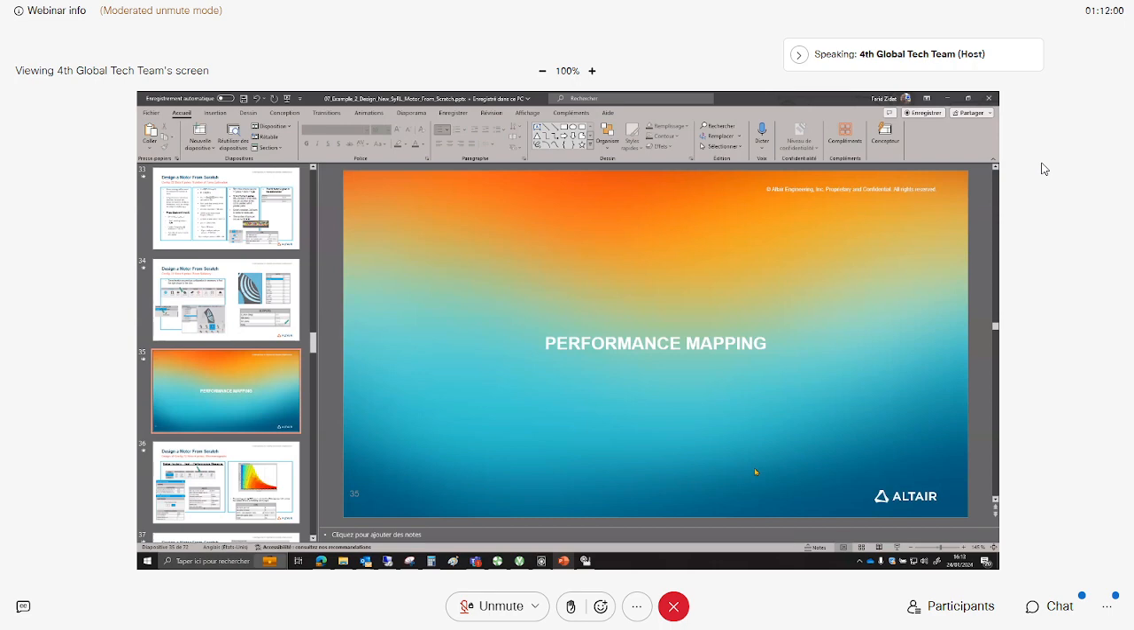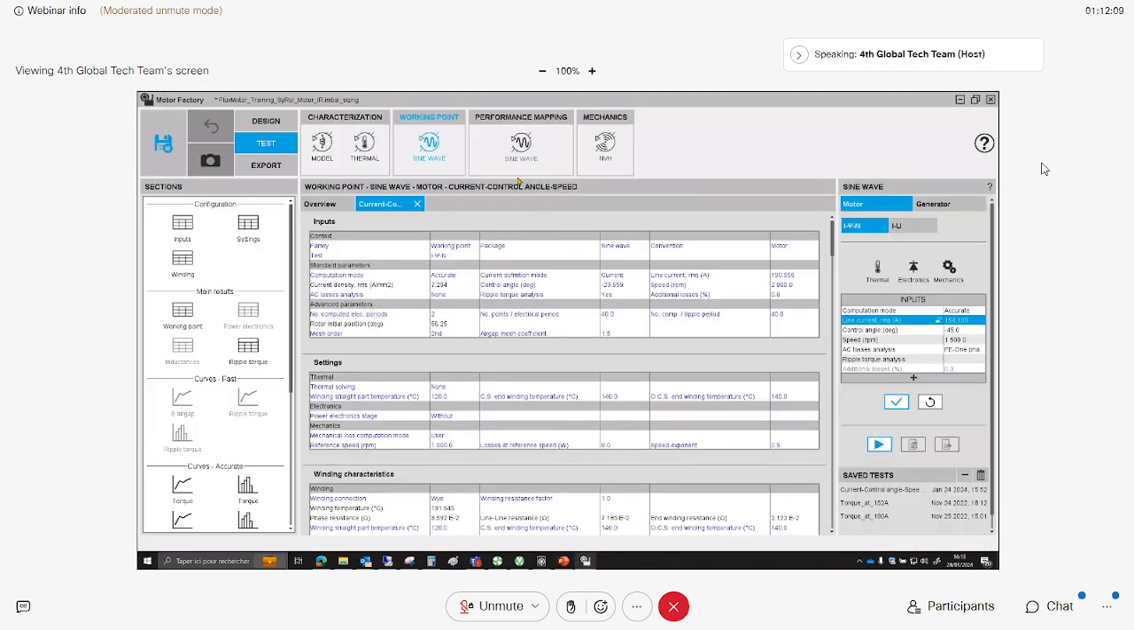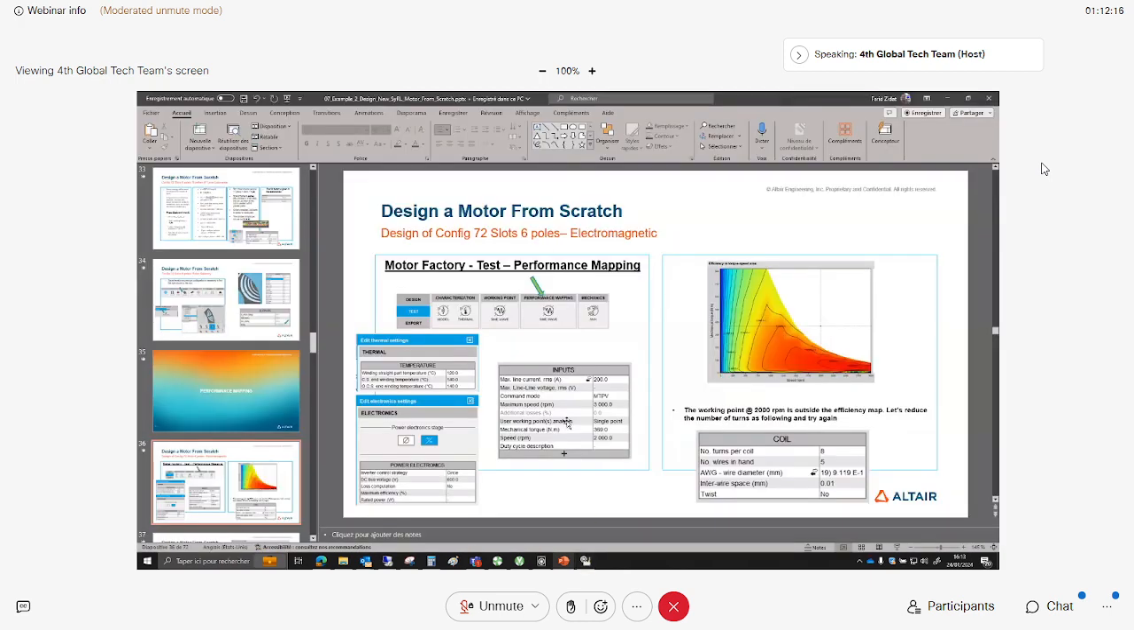Okay, so we have this machine, and then same thing. The first test we are going to do is to go to sine wave test, performance mapping, impose maximum current, choose the MTPV command, maximum speed, indicate our working point, the target. This was indicated in the specification.